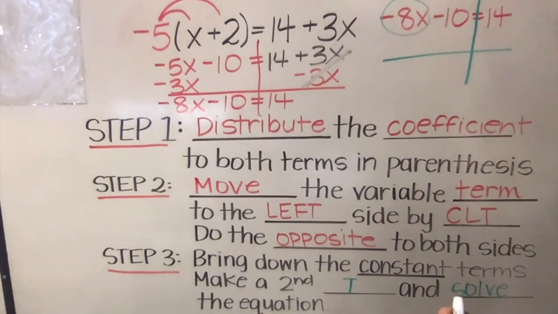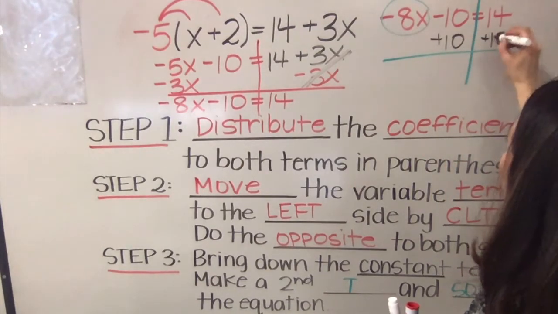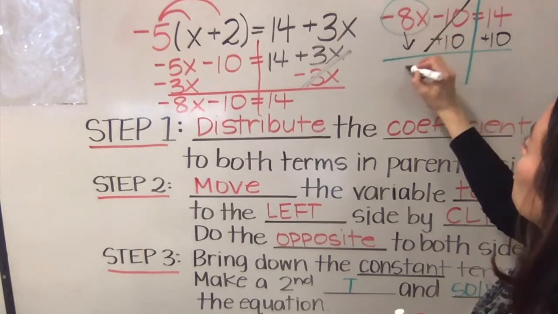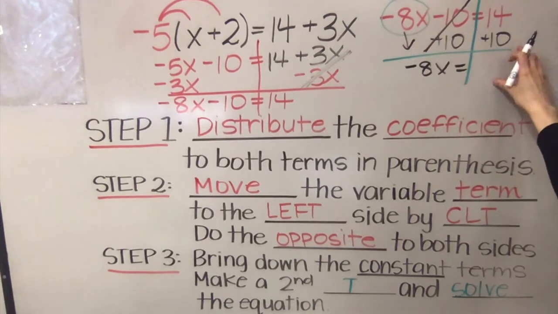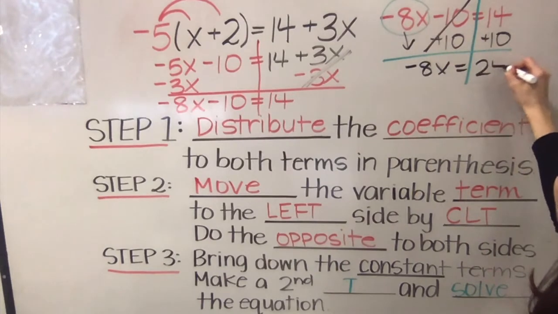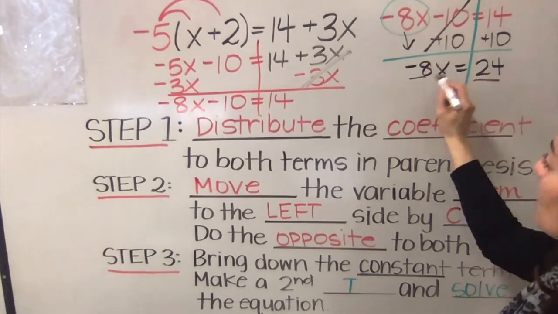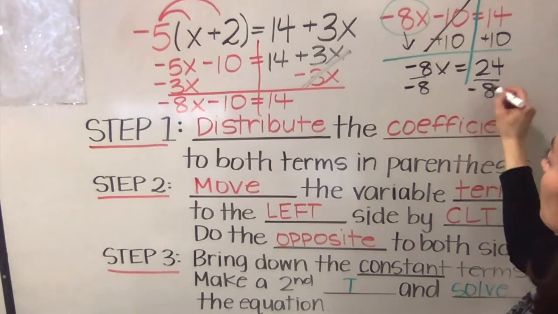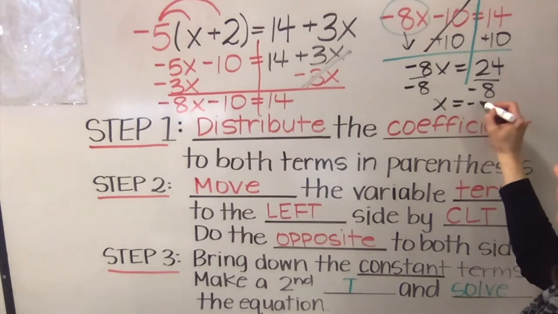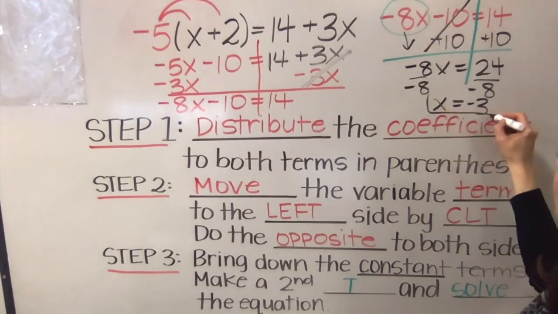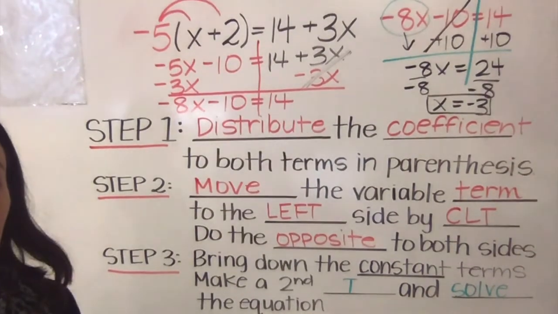And then what's the opposite of negative 10? It's positive 10, both sides. Bring down negative 8x, and that's going to equal 14 plus 10. What's 14 plus 10? It's 24. And of course, the last step is to divide both sides by what's touching x, which is negative 8. So what is 24 divided by negative 8? It's negative 3. Okay, so go ahead and get that all down.